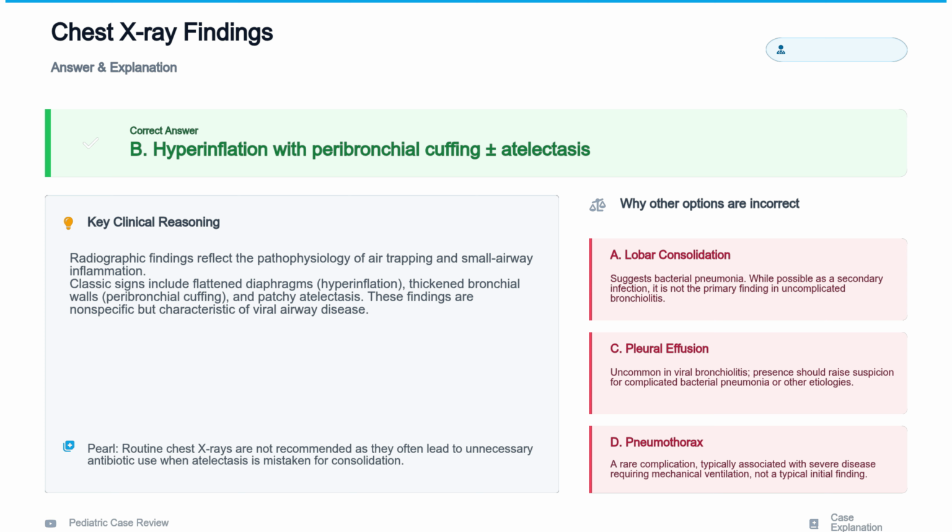These findings reflect air trapping and small airway inflammation characteristic of bronchiolitis. Lobar consolidation suggests bacterial pneumonia. Pleural effusion and pneumothorax are uncommon complications in uncomplicated bronchiolitis cases.